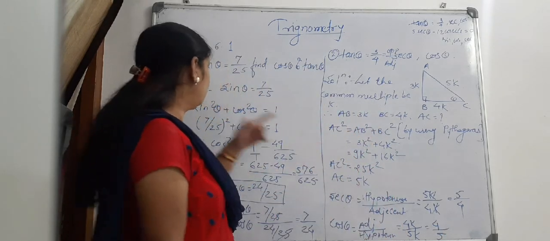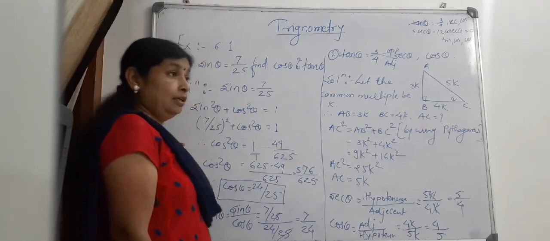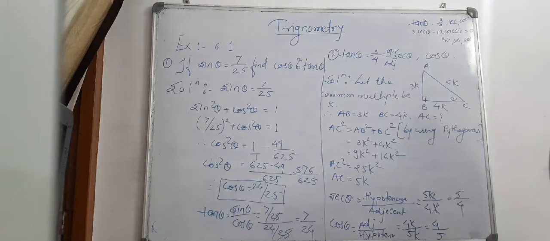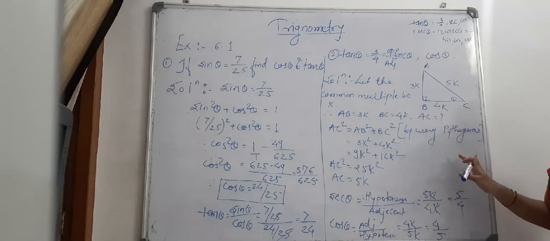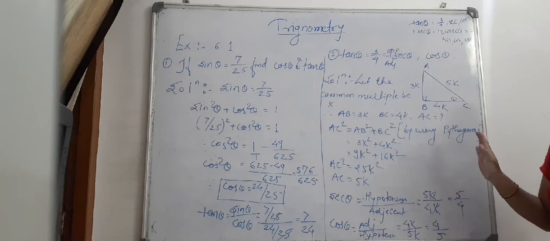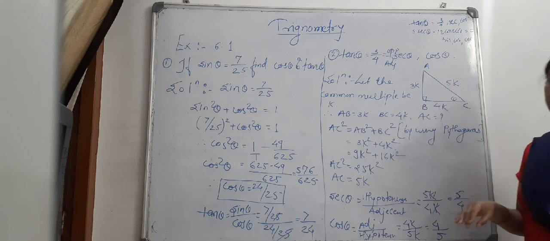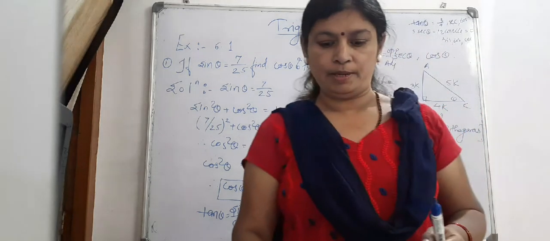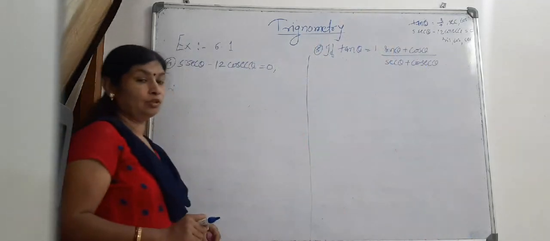So by using Pythagoras or by using identities, you can find the answer of any trigonometric ratio. If one ratio is given, you have to find out the remaining ratio. Now third problem is the same. You have to use identity or Pythagoras and then find out the answer. So third is over. Now let's see the fourth problem. Now see the fourth question, students.